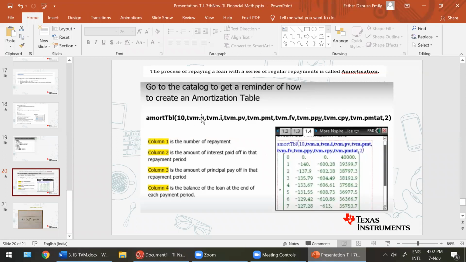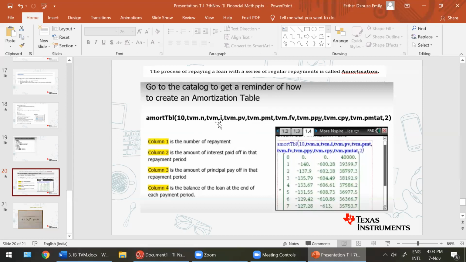Then comes your first variable, N. TVM is the time value of money, here for the number of payments. It also represents column 1 in your answer, which is the number of payments you've done. So N, comma. Now let's say you don't know certain values. No problem. Just leave it blank and put a comma.